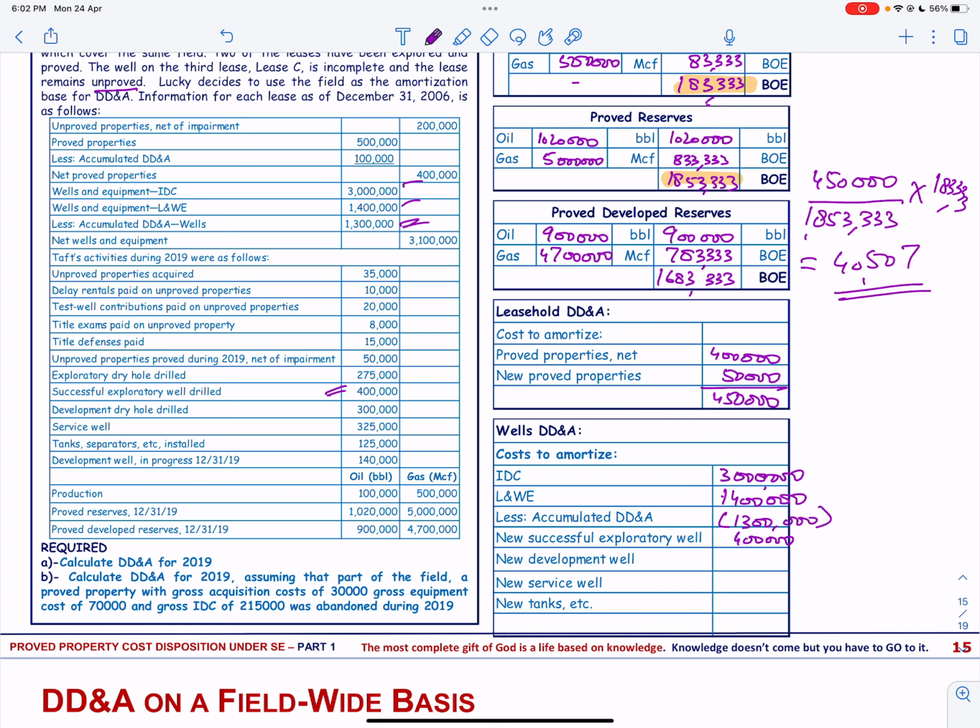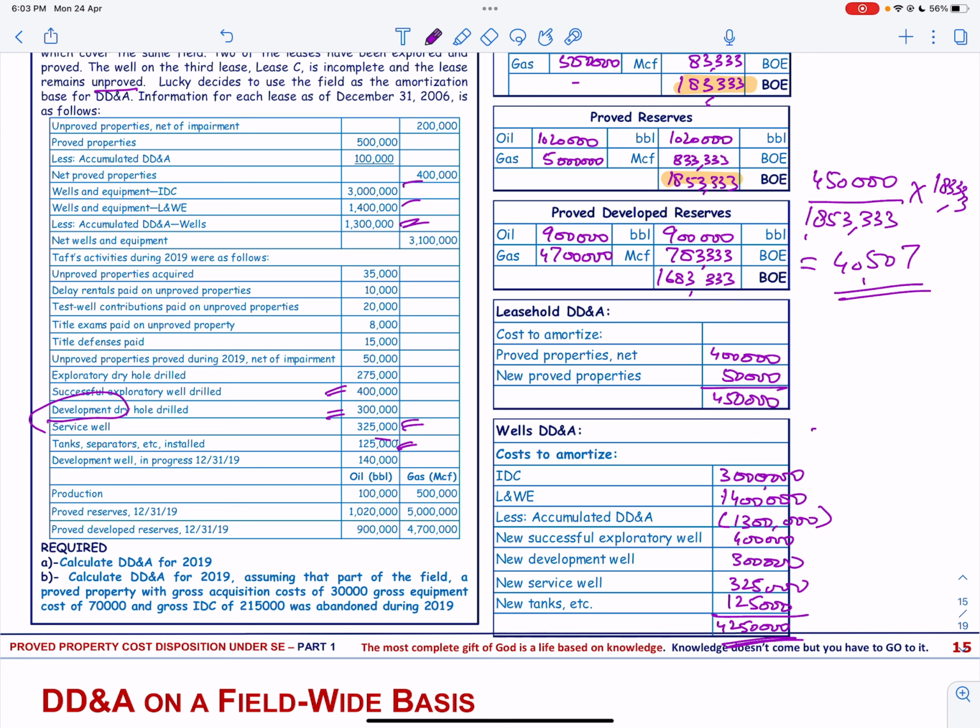Then new development well of 300,000. Now you can see that we are taking, because this is for development. Then we have new service well for 325, and we have new tank separator installed 125. So the total cost is 4,250,000. So once again we can calculate the DD&A for the intangible drilling cost, lease and well equipment.